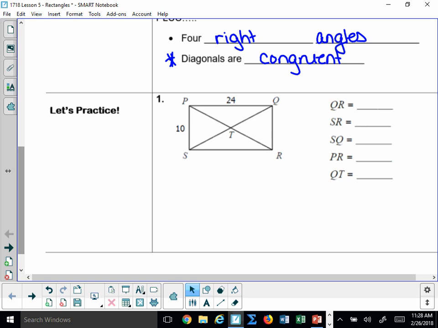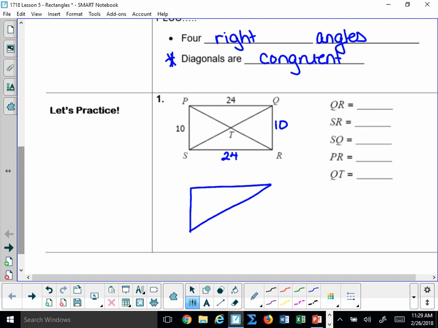All right, so I have a rectangle here. I can immediately fill in opposite sides are congruent. Let's see, I'm going to pull out this diagonal. I know I have a right angle here, right? So 10, 24, I can use the Pythagorean theorem to find that my diagonal is 26. I know that diagonals bisect in a rectangle. So this is 13. All 4 of those pieces there are 13.